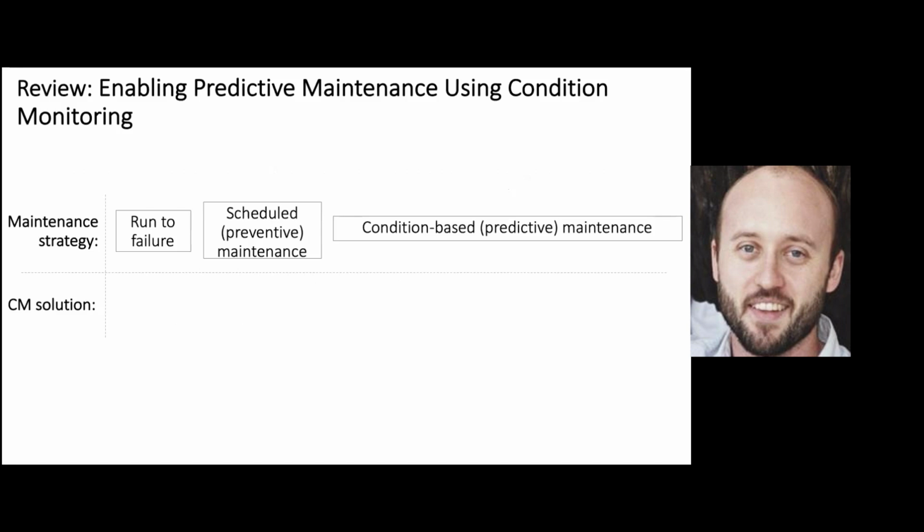A quick recap from what was covered in session 1. We talked about various maintenance strategies and going from a run to failure strategy where we're essentially letting equipment run until it fails without necessarily doing any inspections or maintenance, all the way up to condition-based maintenance or predictive maintenance.